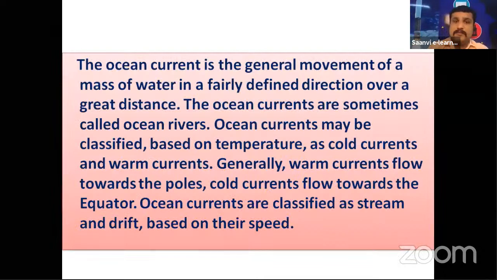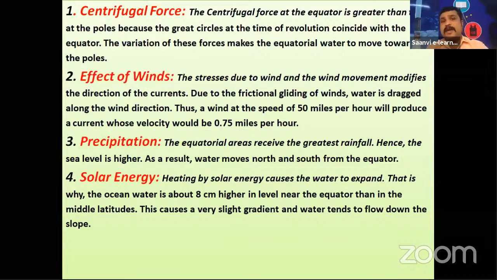The same topic here we have. Some more factors affect it, like centrifugal force. Nothing but the same latitudes we discussed, no? The centrifugal force at the equator is greater than at the poles because the great circle at that time of a revolution coincides with the equator. The variation of these forces makes the equatorial water move. The movement, okay, ocean current we have here, the different movements of the ocean water.